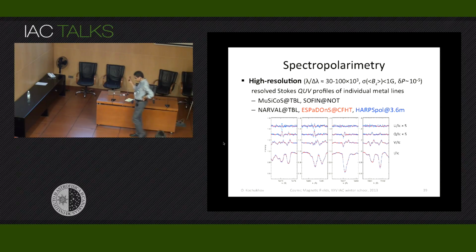And these are spectra in all four Stokes parameters for an intermediate mass star with a very strong field and an extremely long rotation period, some decades. So even spectra like this taken a few months apart should be identical. And, well, they are identical to the precision of the measurements.